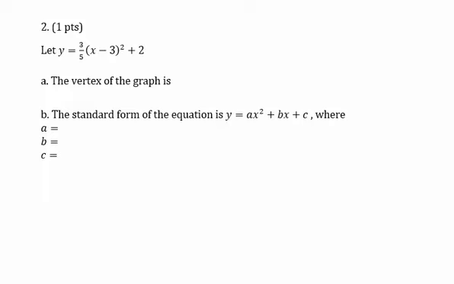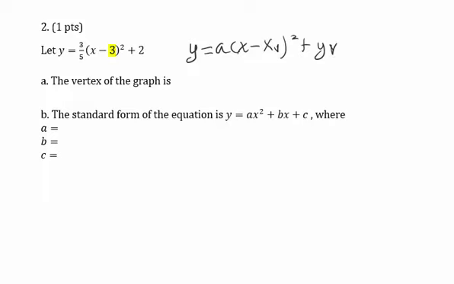Let's take a look at this example. It's number 2 from section 6.4. Let y equals 3/5 times the quantity x minus 3 squared plus 2, and we want to find the vertex of the graph. Luckily, this is in vertex form, and so we should be able to pick out the vertex pretty easily by comparing this to y equals a times x minus x sub v squared plus y sub v.